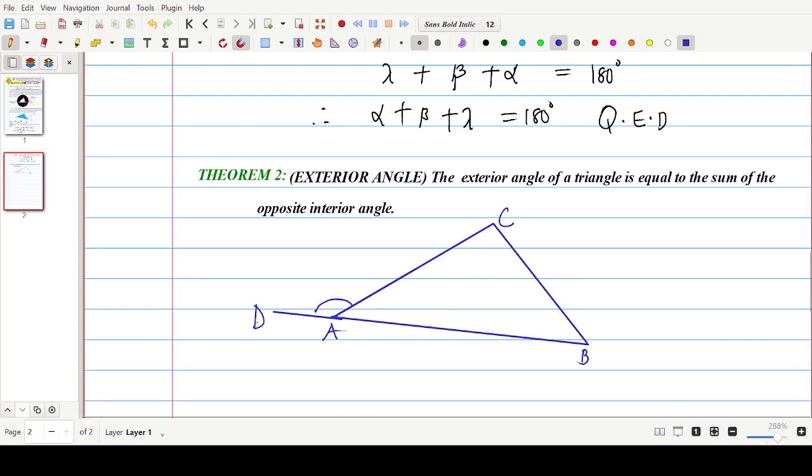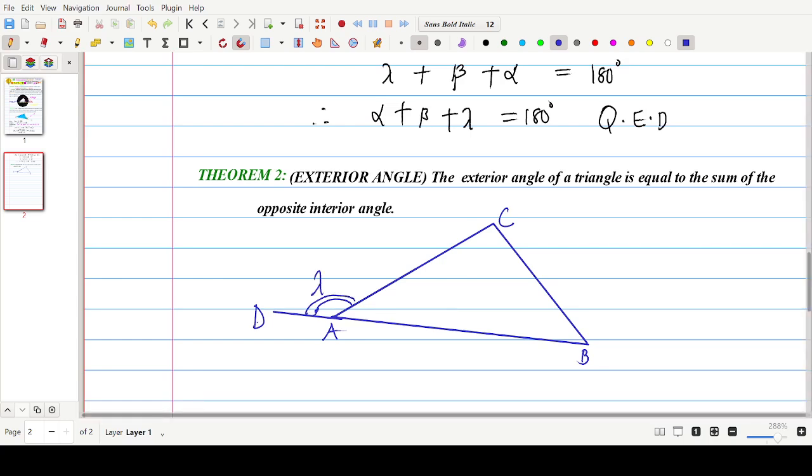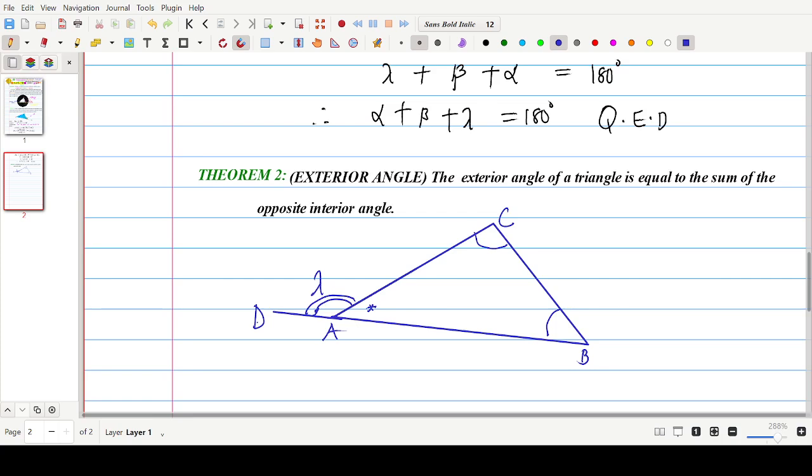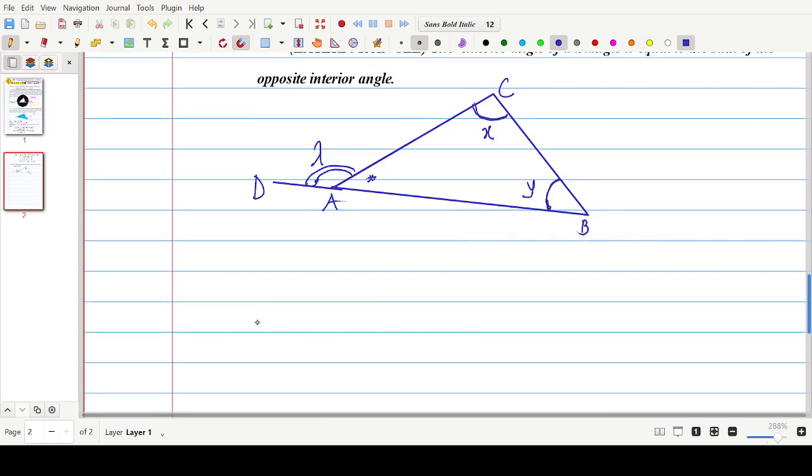Why won't this become the exterior? I will label it as lambda. Now the opposite interior angles are this and this, not this one here, because this one is an adjacent angle to this. So the opposite interior angles refer to this angle here and this angle here. Let me call them X and Y. All right, so we are done with the diagram of the figure that is being discussed in the theorem.